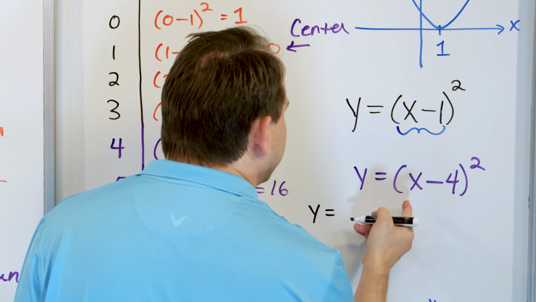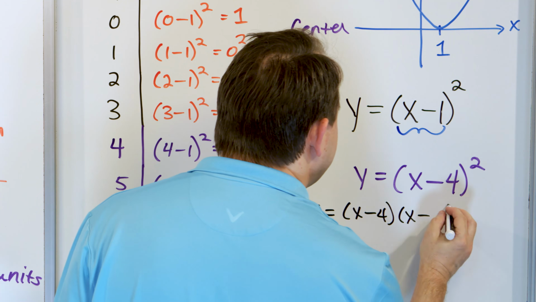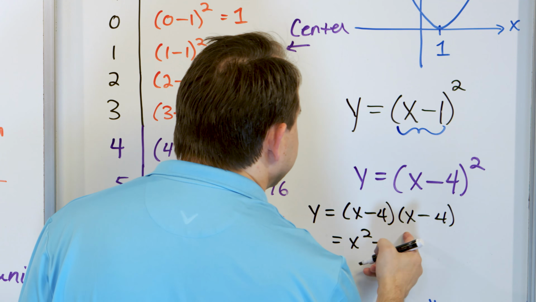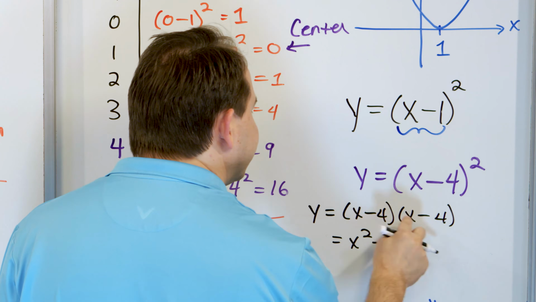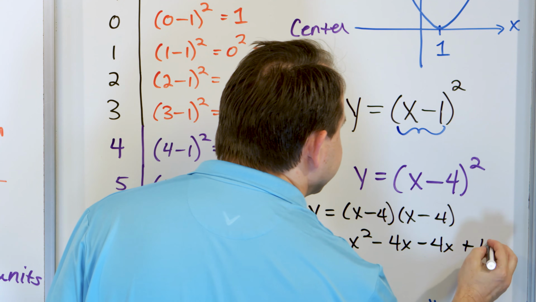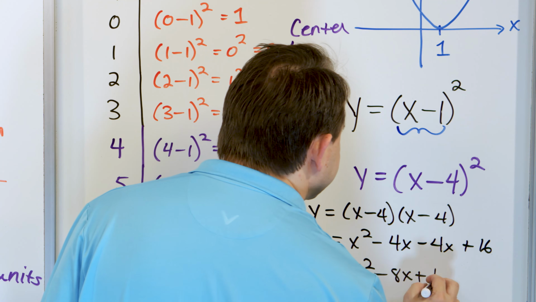For instance, this would be x minus 4 times x minus 4. And you know how to do this multiplication. Just multiply it out, and you get x squared minus, this is 4x, outside terms will give you minus 4x. And then negative 4 times negative 4 is positive 16. And so what you'll get is x squared minus 8x plus 16.